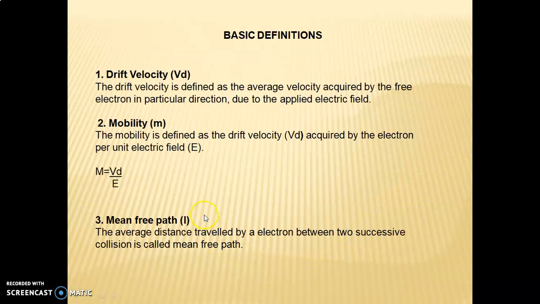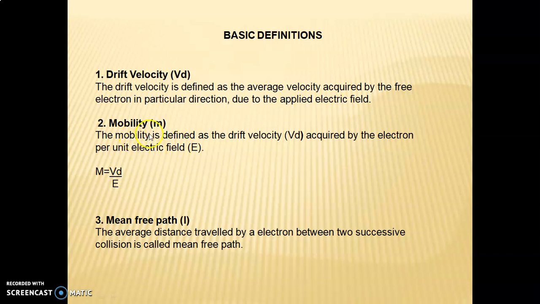Okay. Before we study conducting materials, we should know some basic definitions. The first definition is drift velocity. Drift velocity is defined as the average velocity of electrons in the presence of an electric field. Or in other words, drift velocity is defined as the average velocity of electrons per unit applied electric field. This is called drift velocity. It is mathematically represented as Vd.